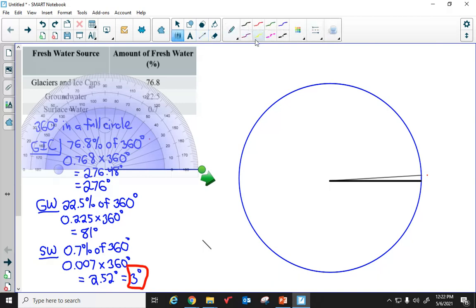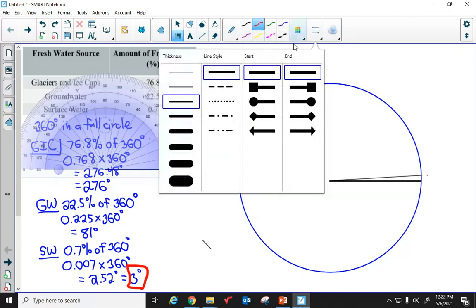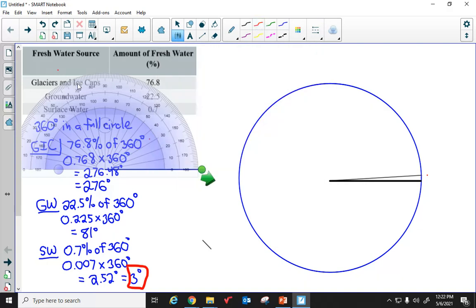And we can go ahead and label this actually. So let's label it in red. Okay, and normally I'd write down the words inside the sector, but it's so small I can't fit it. So I'm just going to put a little line off to the side here, and I'm just going to say surface water.